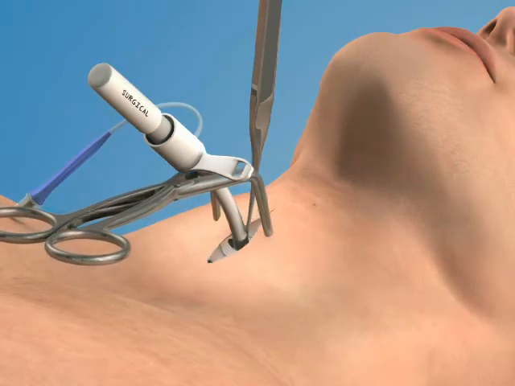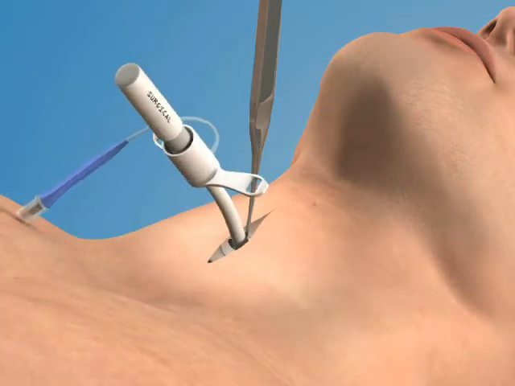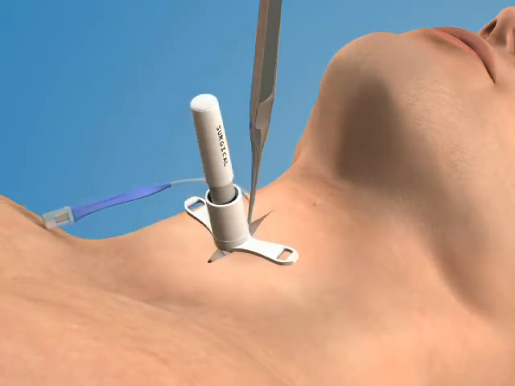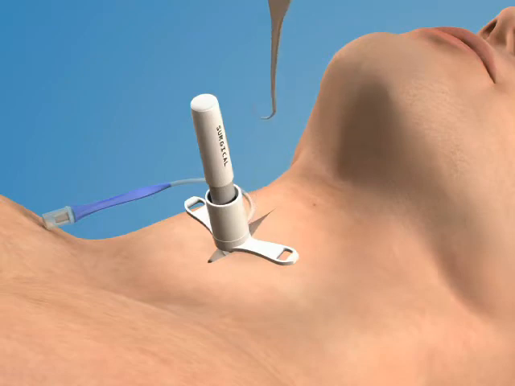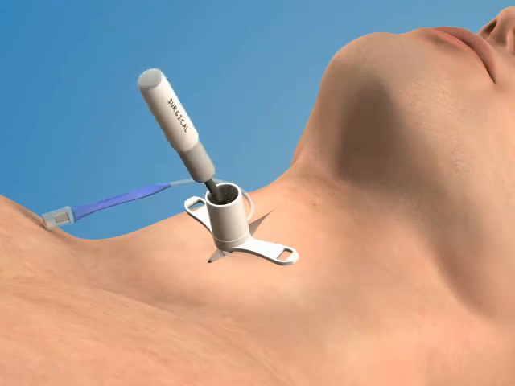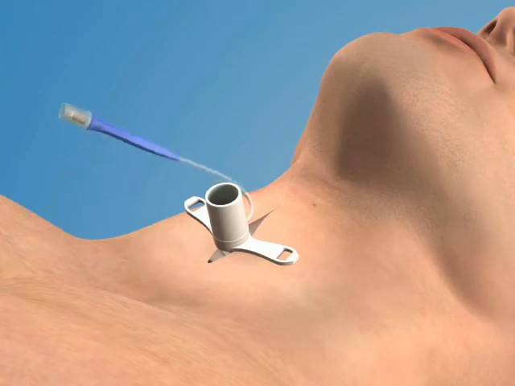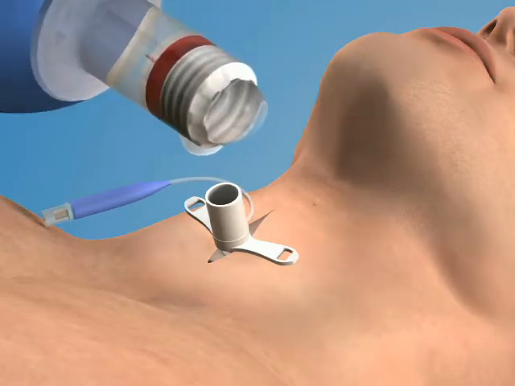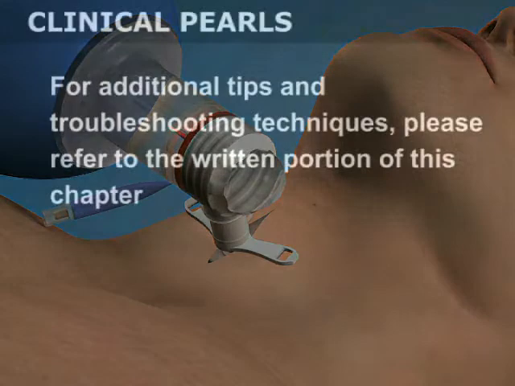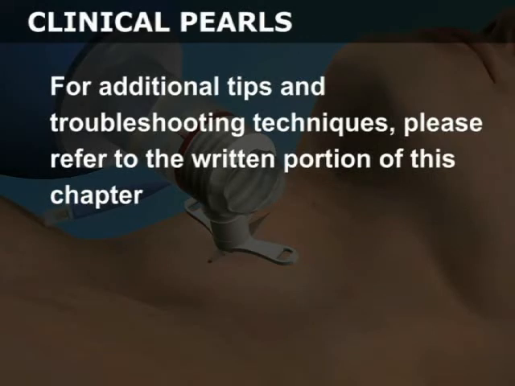Advance the airway catheter completely so that the flange of the device rests against the patient's neck. Once the tube has been fully inserted, you can remove the tracheal hook and the obturator from the airway catheter. Finally, inflate the cuff with air and begin to ventilate the patient with a bag valve mask. For additional tips and troubleshooting techniques, please refer to the written portion of this chapter.